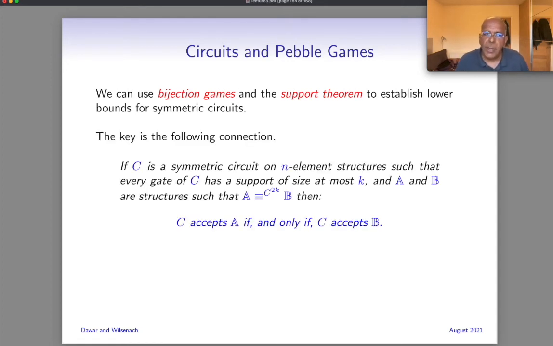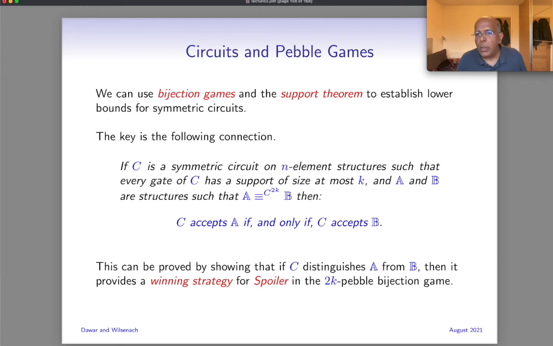The key idea is the following: if you have a symmetric circuit which takes n-element structures on its input, and every gate has a support of size at most k, then if you take a pair of structures A and B which are, let's say, 2k-equivalent, the circuit accepts A if and only if the circuit accepts B. We've said before that two structures which are equivalent with respect to the logic C^2k cannot be distinguished by any formula of fixed point logic which uses at most k variables. We've noted that before. We're saying now something more: they cannot be distinguished by any circuit where the gates have support of size at most k.